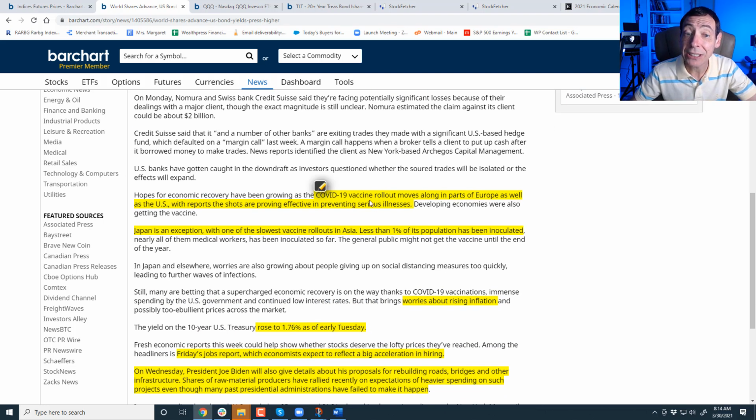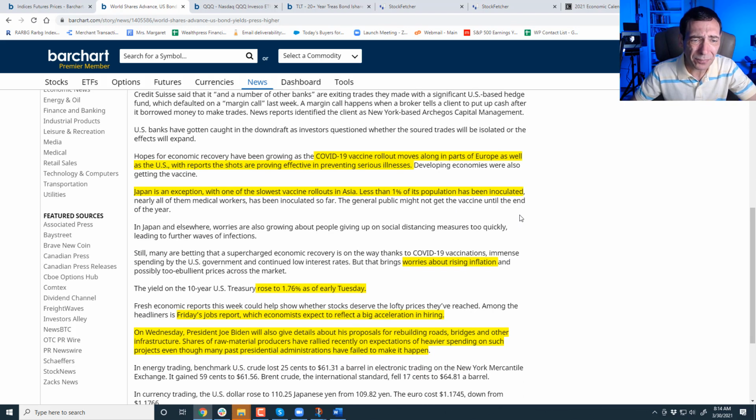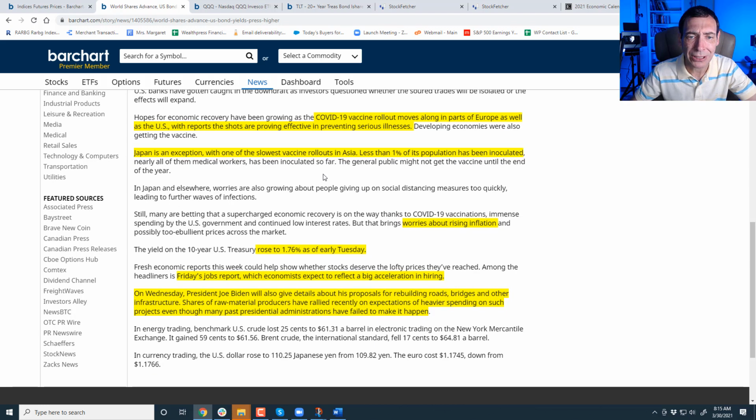Again, COVID-19 vaccines are rolling out across the U.S. and they're being given in Europe as well. One major issue is Japan. Japan's an exception. Only less than 1% of the population has been inoculated, which is not really that great. And there is rising worry that we're going to see more infections in Japan. But again, let's see how things go. They've been doing a pretty good job of keeping their public away from other countries and so forth. So let's see where that goes. I wouldn't put too much emphasis on that as of yet.